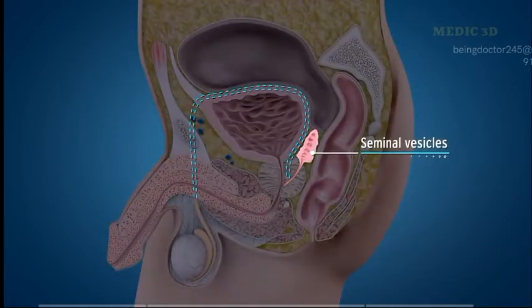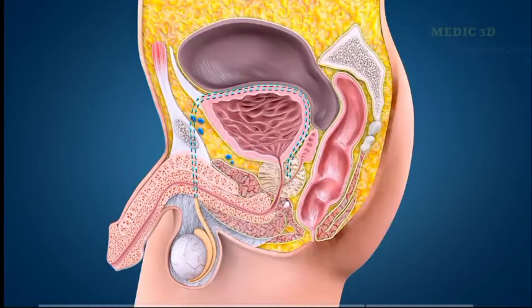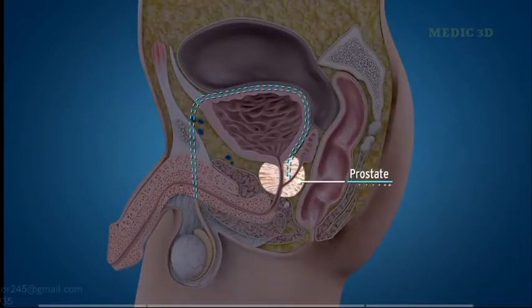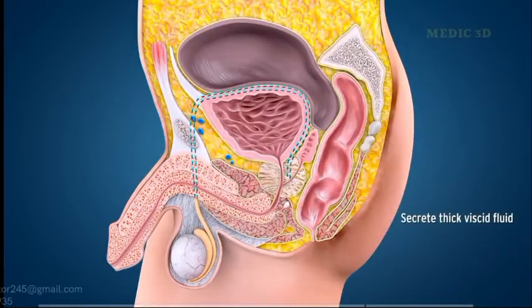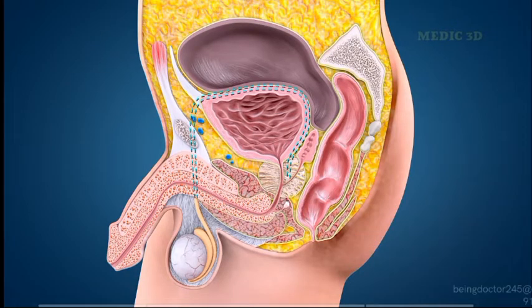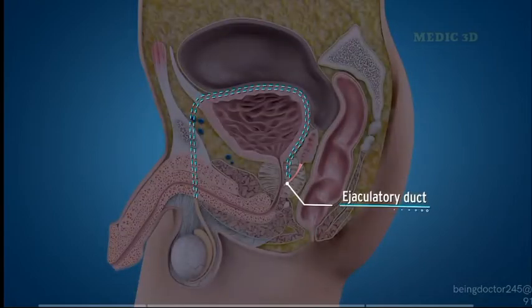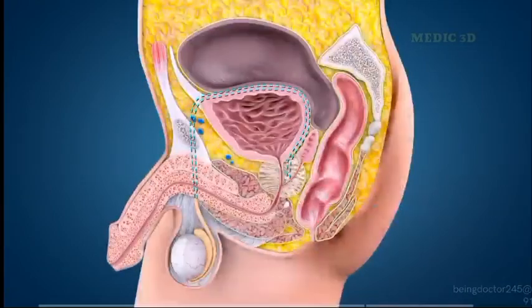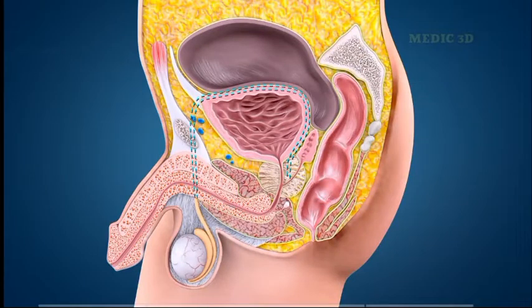The seminal vesicles are lobulated glands which lie close to the prostate. They secrete a thick viscid fluid, which is alkaline in nature. The fluid makes up to 70% of the semen volume. The seminal vesicle joins the vas deferens to form the ejaculatory duct. The ejaculatory duct acts as a storehouse for the amount of semen that is ejaculated during intercourse.